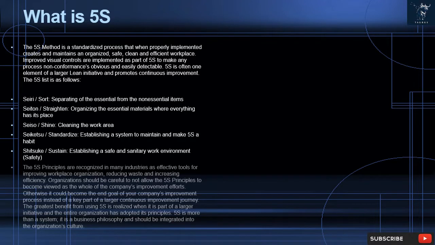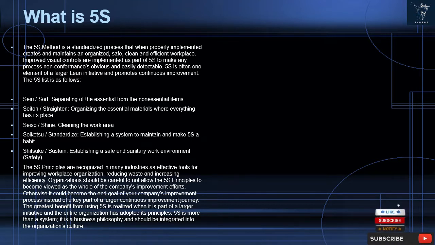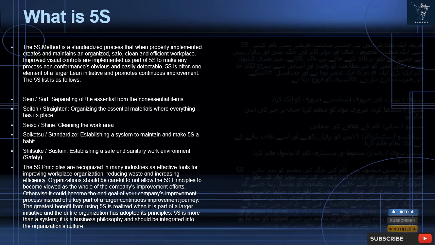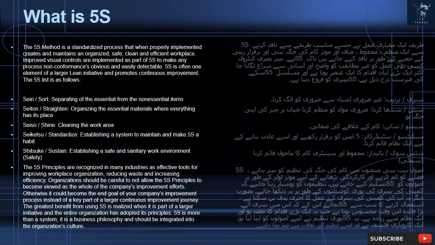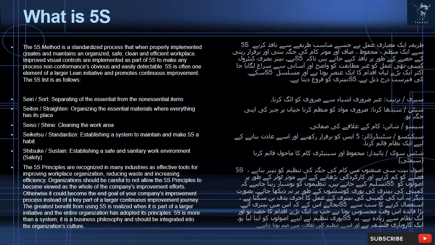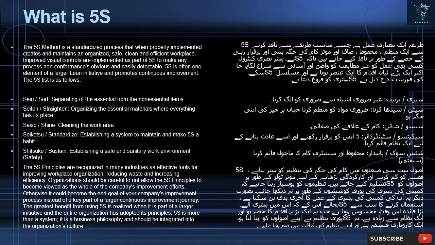Organizations should be careful to not allow the 5S principles to become viewed as the whole of the company's improvement efforts. Otherwise, it could become the end goal of your company's improvement process instead of a key part of a larger, continuous improvement journey. The greatest benefit from using 5S is realized when it is part of a larger initiative and the entire organization has adopted its principles. 5S is more than a system. It is a business philosophy and should be integrated into the organization's culture.